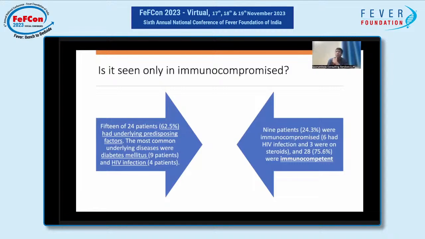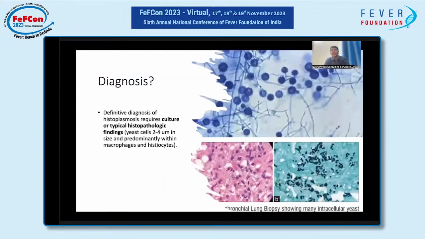Now, is histoplasmosis always seen in immunocompromised patients? No. Histoplasmosis can be seen in immunocompetent people. Yes, in some of the studies it is more common in the immunocompromised, but there are studies with a lot of immunocompetent patients getting histoplasmosis.